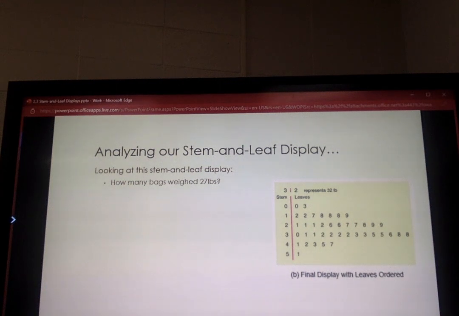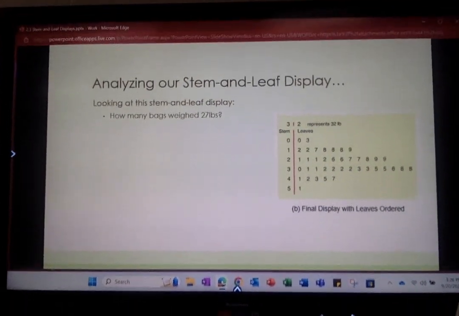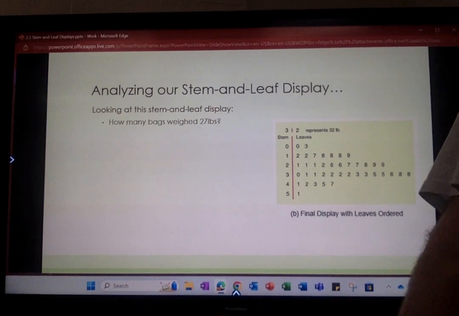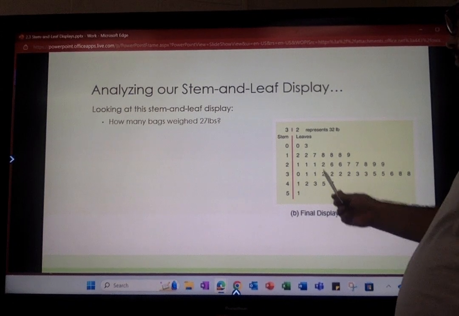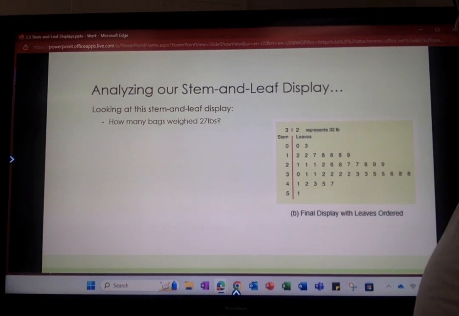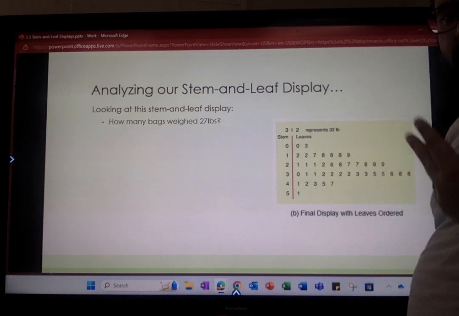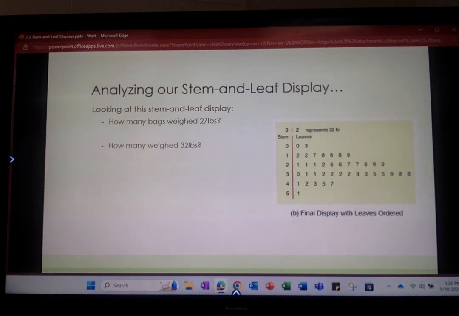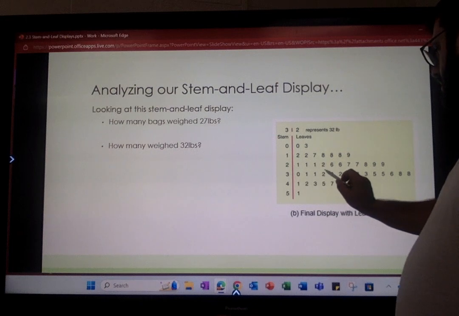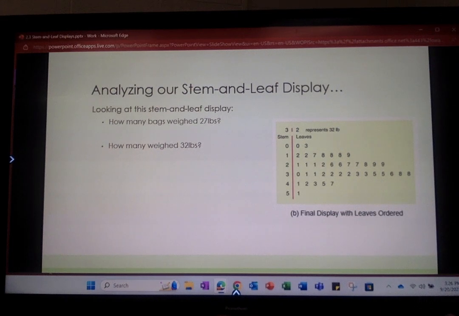So let's ask some questions to help us analyze here. How many bags weigh 27 pounds? Well, let's look at it. 2 is the stem, and I'm looking for leaves of 7. So here's 2. There's 2 7s. So that means 2 bags weigh 27 pounds. How many weigh 32 pounds? Again, this time our stem is 3. We're looking for leaves of 2. 1, 2, 3, 4. 4 bags weigh 32 pounds.